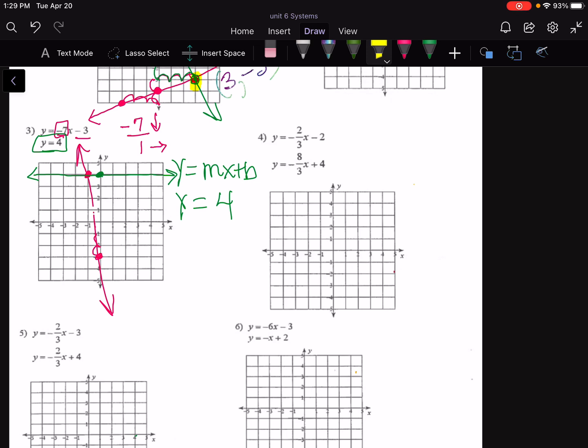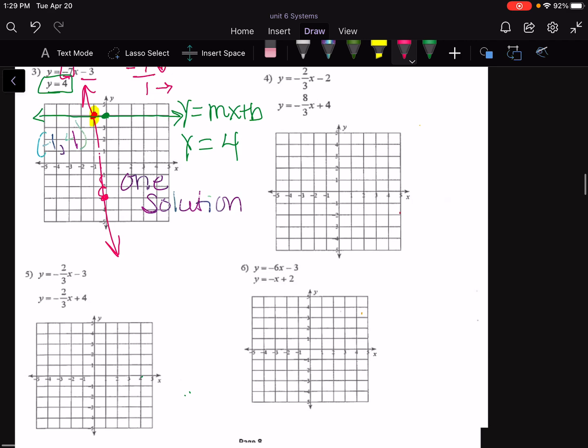So on this one, they both go through that ordered pair. And that ordered pair is -1, +4. Because they do cross in one spot, then there is one solution.